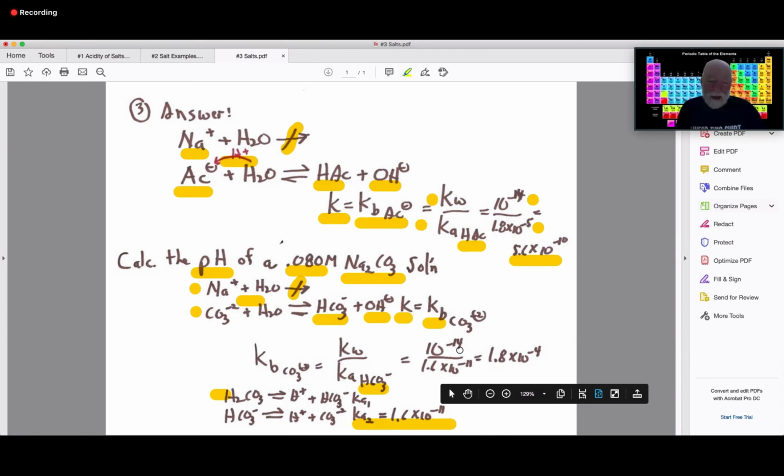So K sub W is 10 to the minus 14th. The K sub A for hydrogen carbonate is 1.6 times 10 to the minus 11, giving us a K of 1.8 times 10 to the minus 4. Now, we're not done with the problem, but at least we have the K for the reaction. So if this makes sense, let me go on to the next sheet.